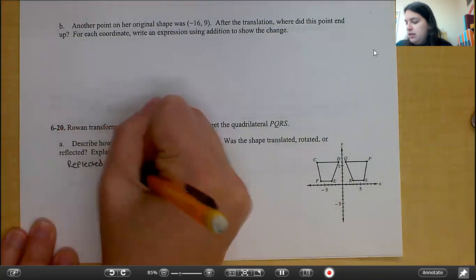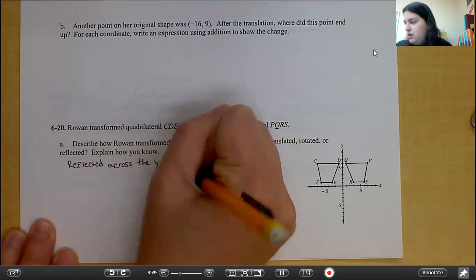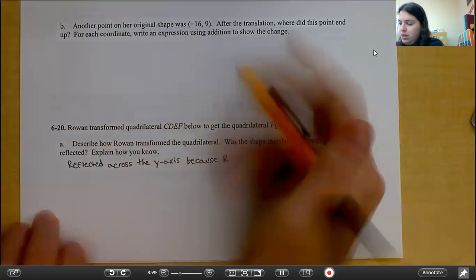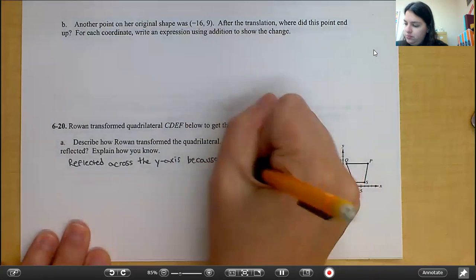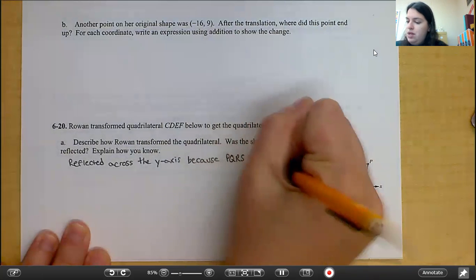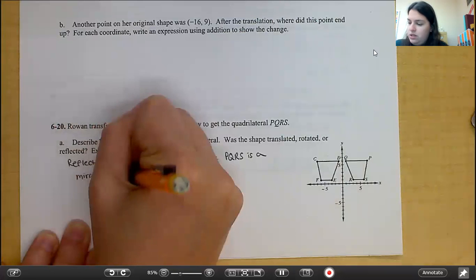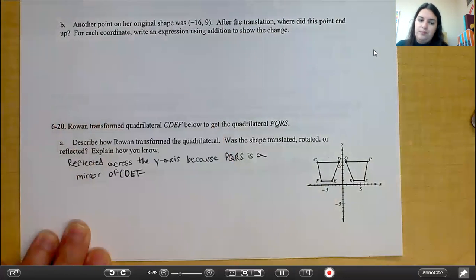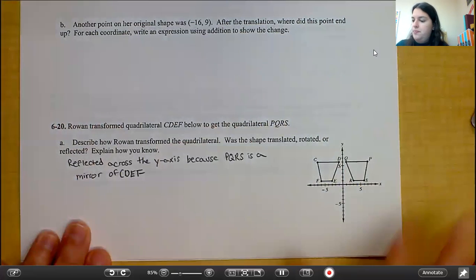Across the y-axis, because PQRS is a mirror of CDEF. So it's an exact mirror. It's just flipped over that y-axis.